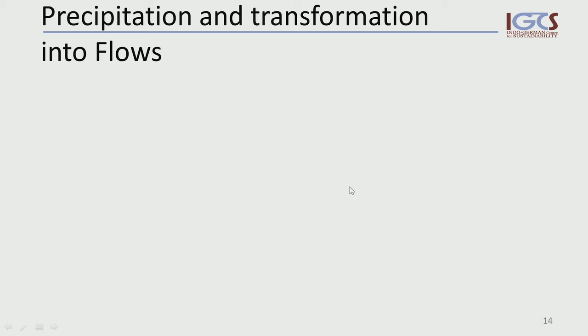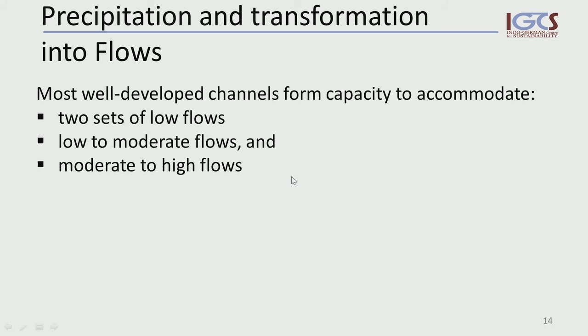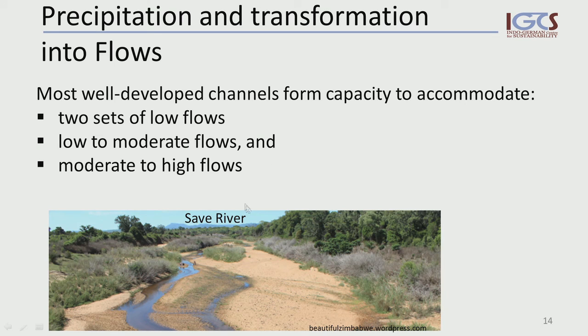Now let's look into the precipitation and transformation into flows. And we can see that most of the river channels have capacity to accommodate all those different flows. They have usually the capacity to accommodate two different types of low flows, and they have the space, the capacity to accommodate moderate and high flows. Just an example here, one of the rivers in southern Africa here, the Save River, coming from Zimbabwe. And here, this is one of the low flow channels here. This entire part is part of the low flow to moderate.